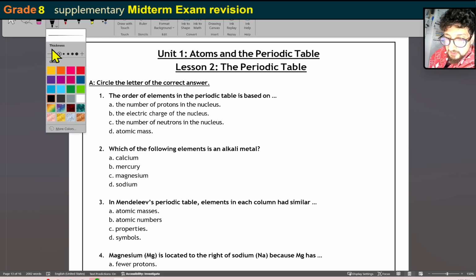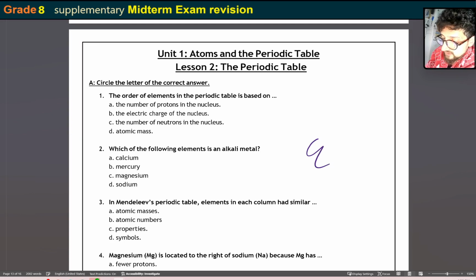Maybe something a bit more... Yeah, that dark blue looks good. Indigo? Let's go with indigo. And let's make it a bit fatter. Let's try that. Oh, that's lovely.